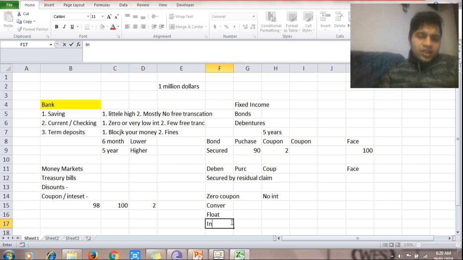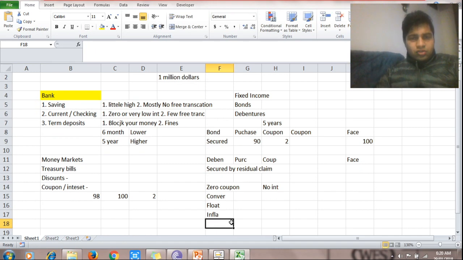Then there is the inflation adjusted bond, in which it pays coupon as a proportion of inflation. So if the inflation goes up, the face value goes up and the coupon goes up. If the inflation goes down, the face value goes down and the coupon goes down. So the face value is adjusted based on inflation.